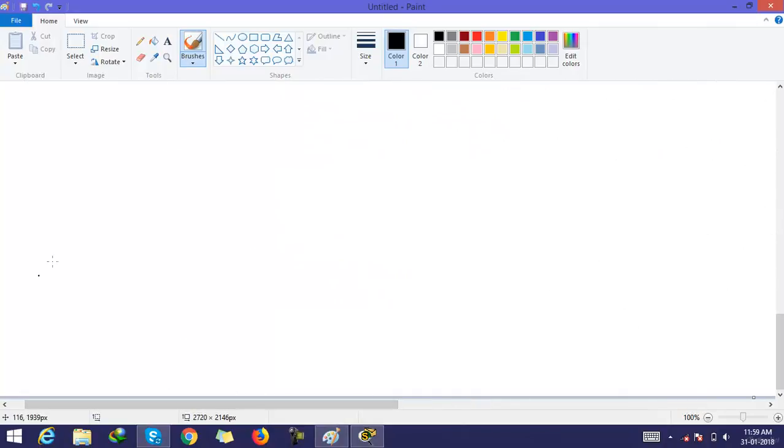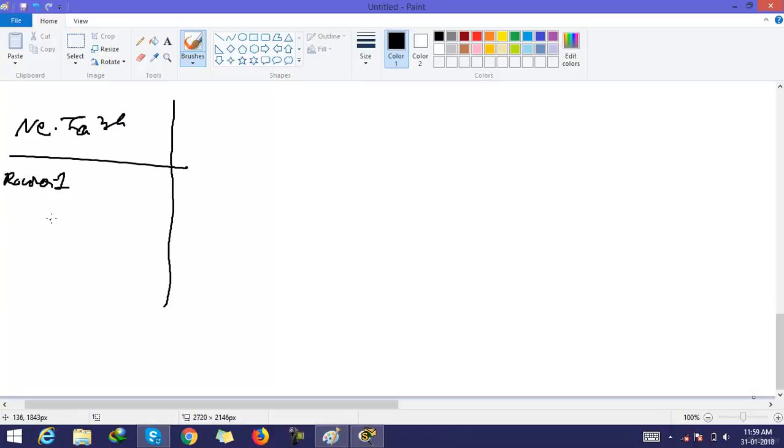Now let's check the difference between these tables. The first one is the neighbor table. The neighbor table looks like this: this is router 1, which is connected via FA 0/0. Router 2 is connected via FA 0/1, and so on. This is a neighbor table.